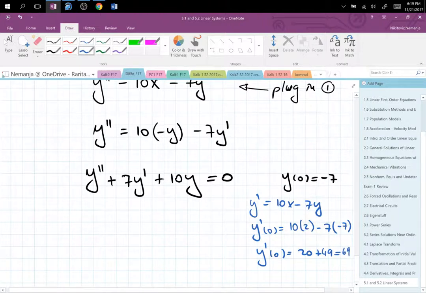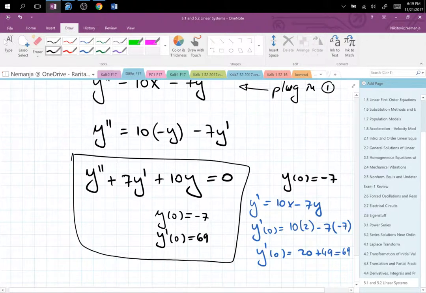And there are our initial conditions. y of 0 is negative 7, and y prime of 0 is 69. And we converted a system of two linear first order equations into a single equation here. Now you can go quickly solve this.